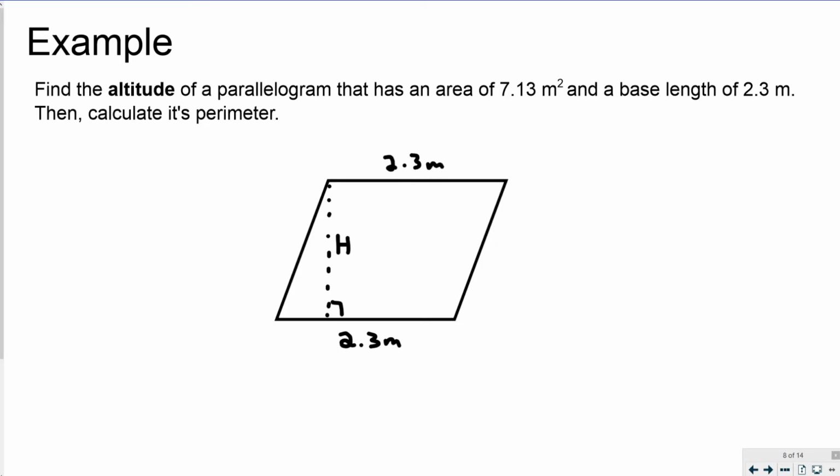The next thing that we're going to need is we are definitely going to need to calculate the height by reverse engineering the formula of area equals base times height. So the area here is 7.13, and the base is 2.3 times h. So I'm going to divide both sides by 2.3.